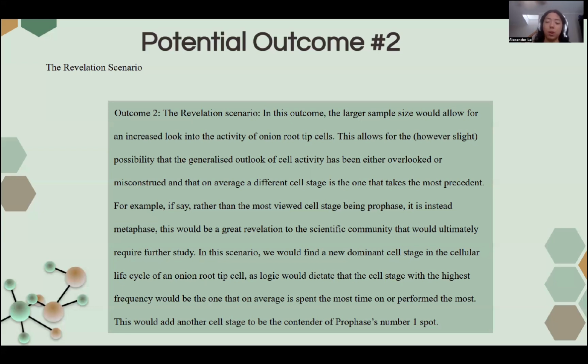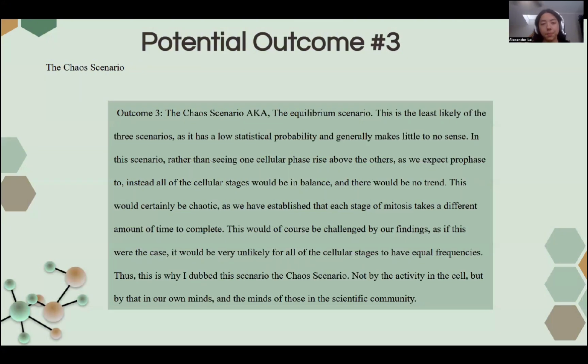Now, in this scenario, we would find a new dominant cell stage in the cellular life cycle of an onion root tip cell, and as logic would dictate, that would be the cell with the highest frequency or the one that on average is spent the most time on in order to complete. This would add another cell stage to be the contender of prophase's #1 spot.